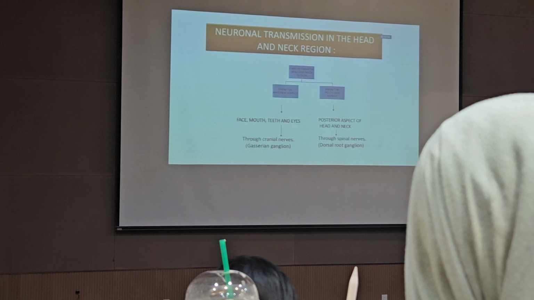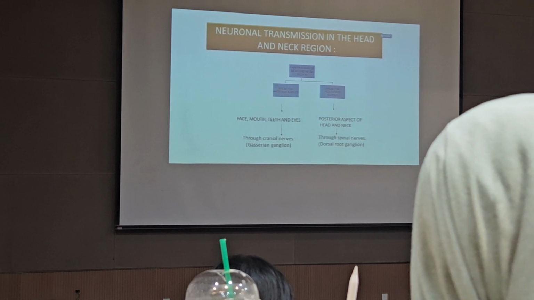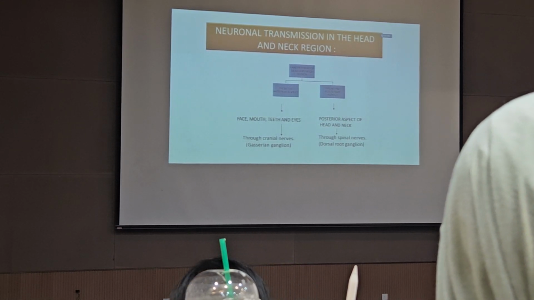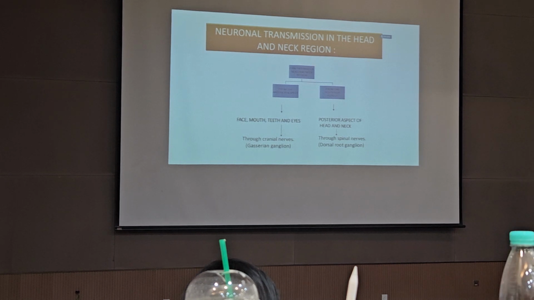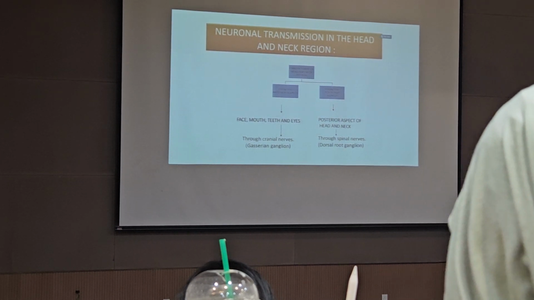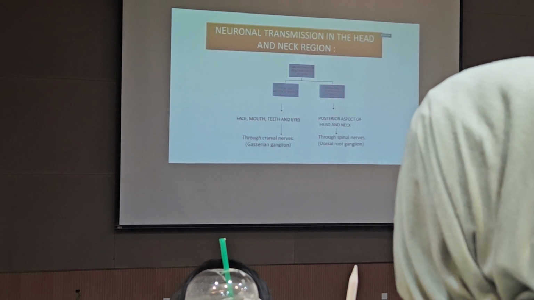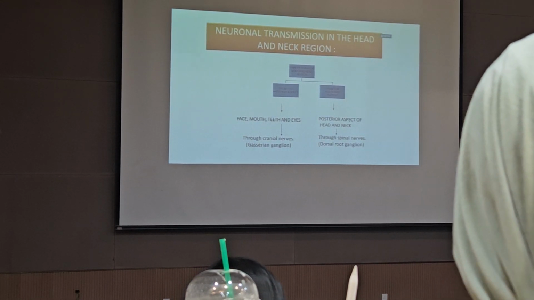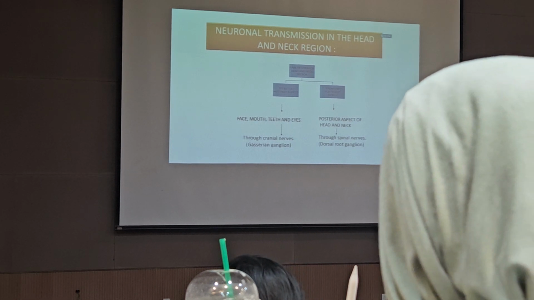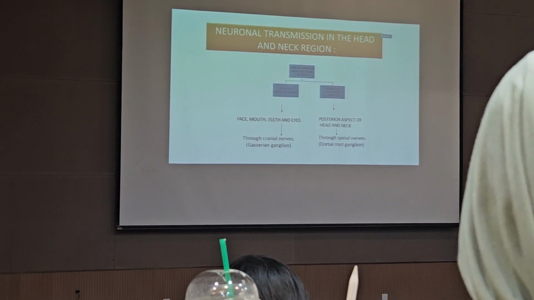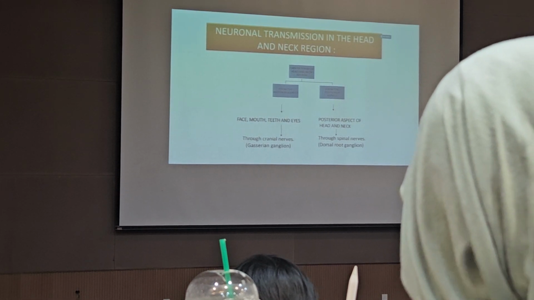Next, neuronal transmission in the head and neck is transmitted from the anterior aspect, like the face, mouth, teeth and eye, through the cranial nerve. And then the posterior aspect of the head and neck through the spinal nerve. So that is carried by these nerves for the upper part.